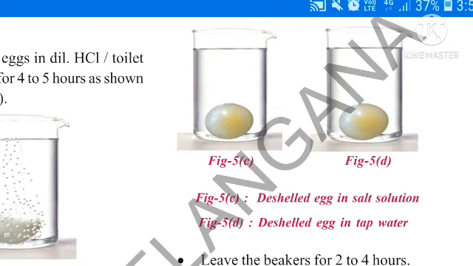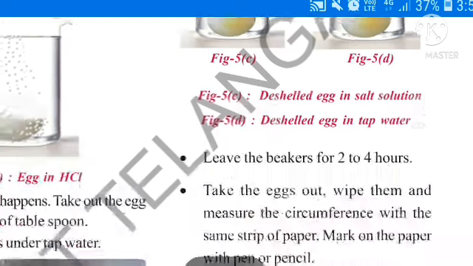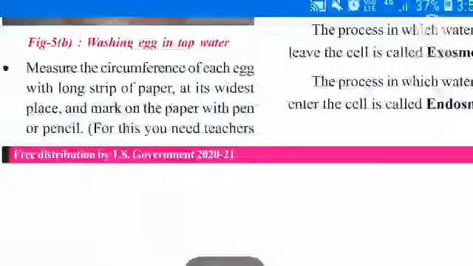That is the main difference. One process is endosmosis. Picture D is endosmosis. Water molecules enter into the egg. Diagram C is exosmosis, which means water comes out from the egg cell. That is the main concept. One is endosmosis, another one is exosmosis. That is the main concept.